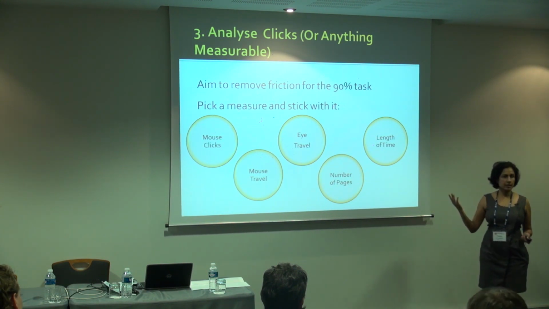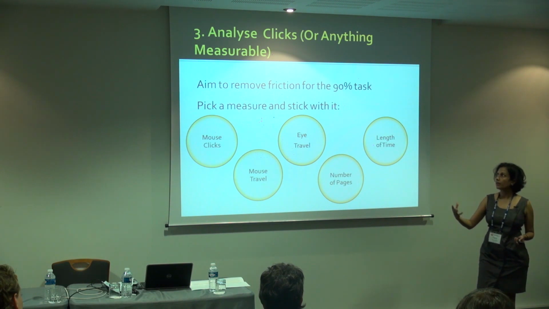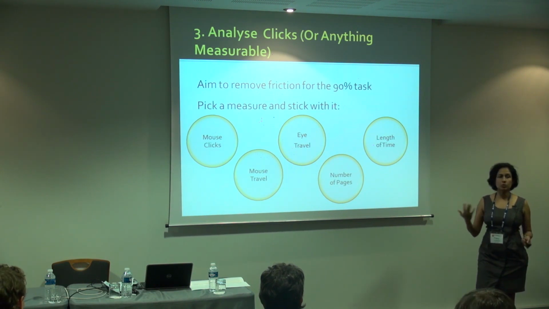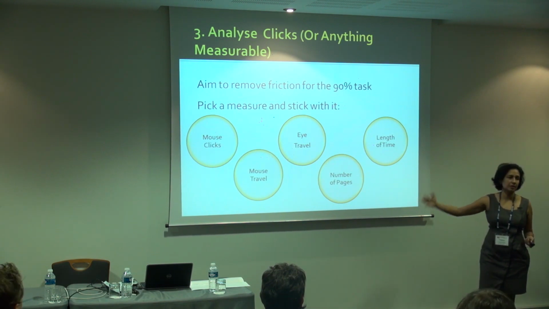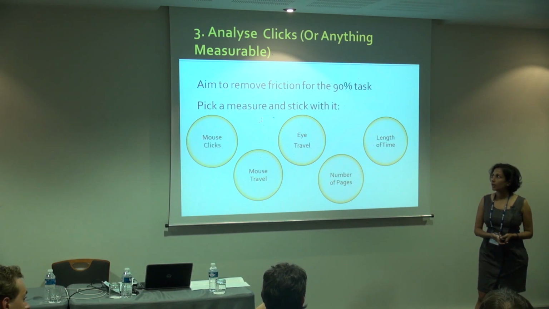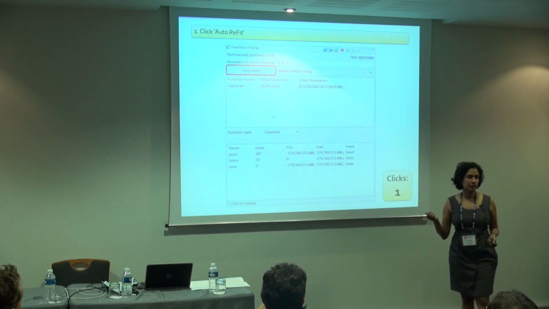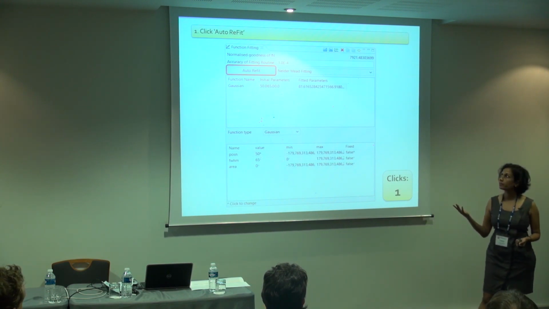So the point here is that you want to pick something measurable, and you want to stick with that value. It depends: it might be mouse clicks, it might be length of time, it might be number of pages. What's important is that you stick with it. So for Diamond's case, we picked mouse clicks and mouse travel.